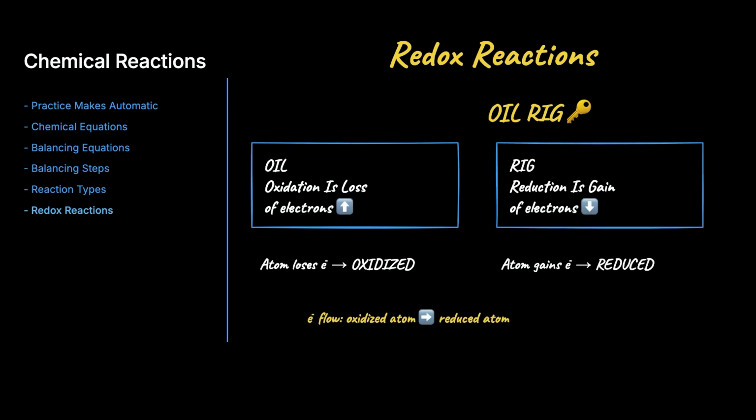The simplest way to remember the directions is the phrase OIL RIG. OIL means oxidation is loss of electrons. RIG means reduction is gain. The atom that loses electrons is oxidized, while the atom that gains them is reduced.